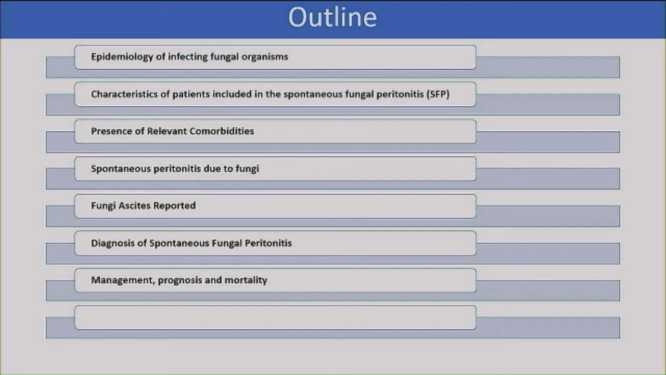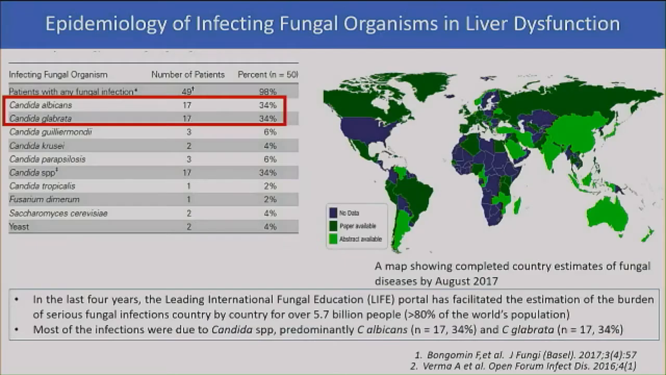This is my outline of the presentation. The first is the epidemiology of fungal infections in liver cirrhosis, and the second is the characteristics of patients with spontaneous fungal peritonitis, and then the presence of relevant comorbidities, spontaneous peritonitis due to fungi reported, and diagnosis of spontaneous fungal peritonitis. And then we will close with the management, prognosis and mortality of fungal infections in liver cirrhosis.